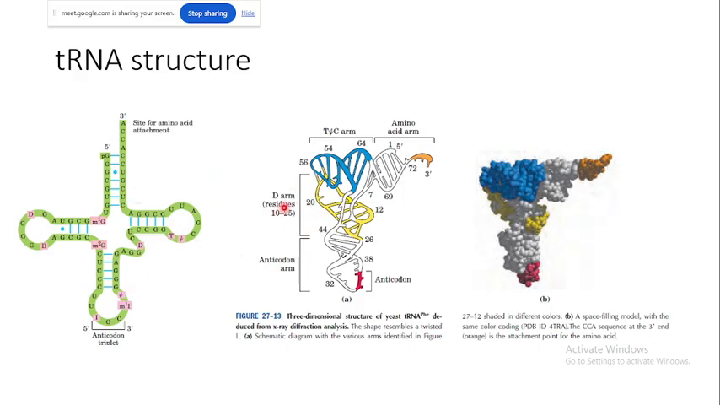So it has a D arm, and there is an anticodon loop, and there is an amino acid arm. This is the amino acid arm, where the amino acids get attached, and there is a T psi C arm. Here you can see the T and psi, that's why it is the T psi C arm. This one is the D arm because of the presence of D, and this is the anticodon loop, right? So this is the 3-dimensional structure of the yeast tRNA for phenylalanine from X-ray diffraction data.